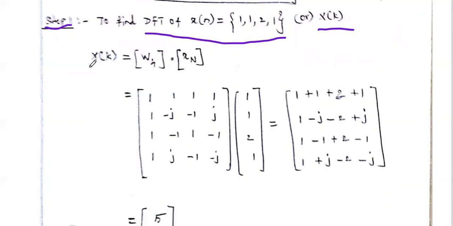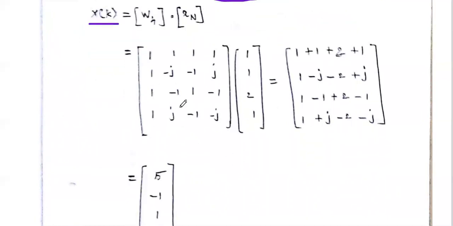The DFT answer X of k is obtained by the 4-point twiddle factor W4 multiplied with the given time domain sequence x of n. What is that 4-point twiddle factor? It is a 4 cross 4 matrix. How to remember the values? The first row and the first column are full of ones. The remaining part is a 3 cross 3 matrix.